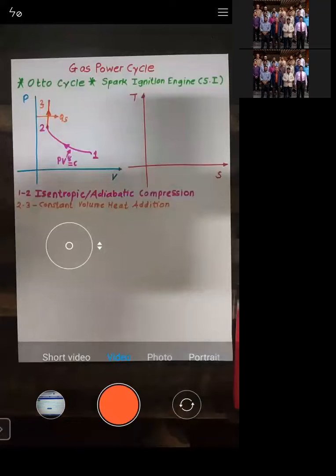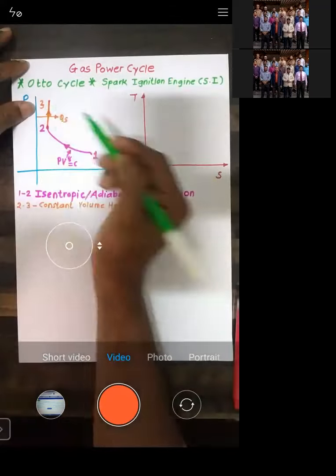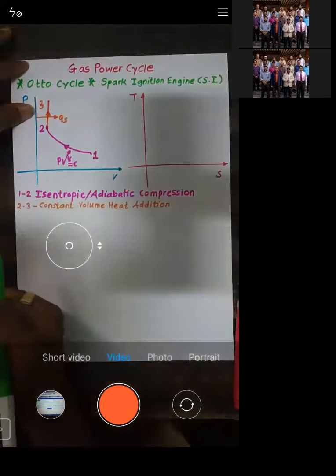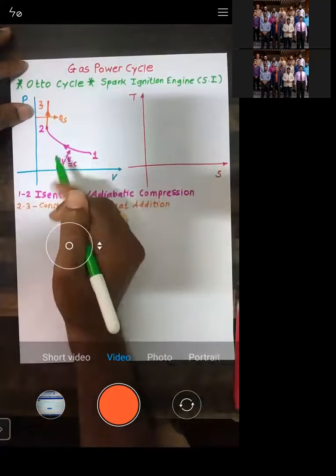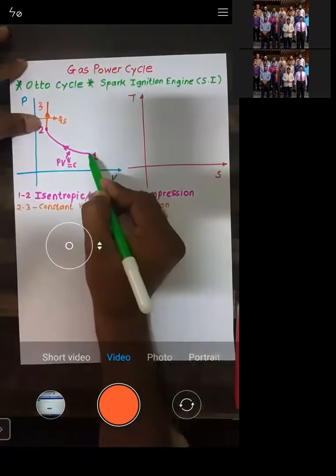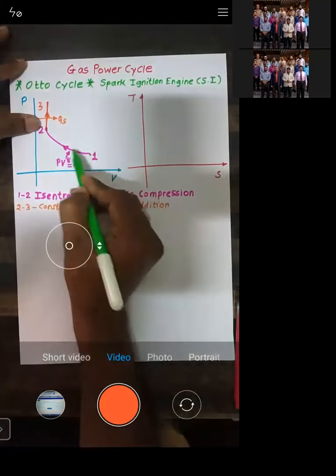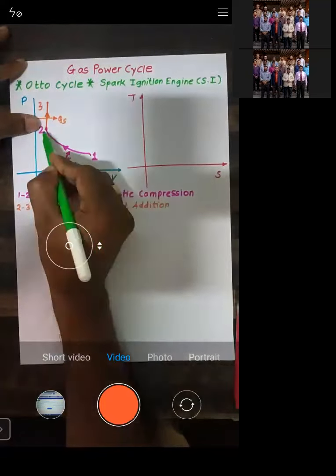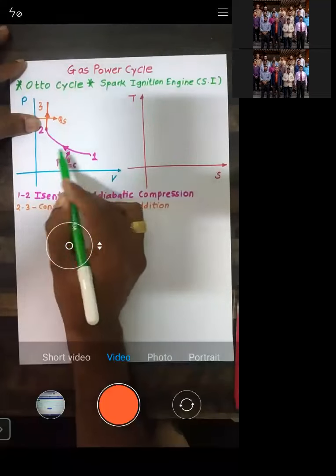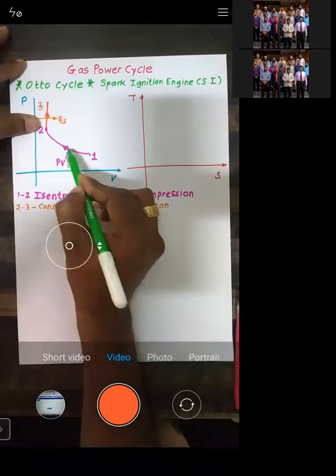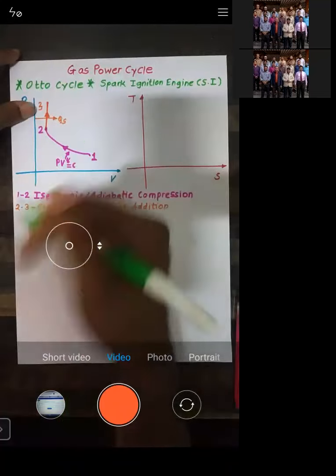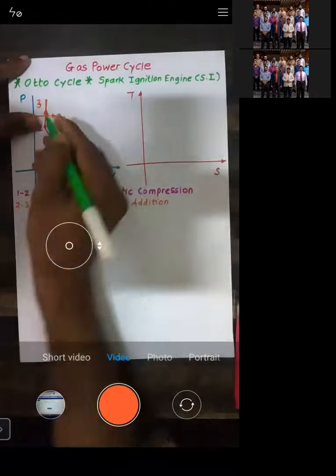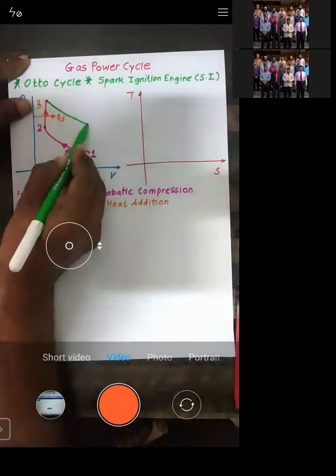Now let us see the next process. 2 to 3 is over. The next process 3 to 4 I need to plot, and it will be exactly the reverse of 1 to 2. 1 to 2 is isentropic, and that is compression. The line indicates that it's isentropic, and this arrow indicates it's a compression. So I will plot the same process but in the reverse direction.